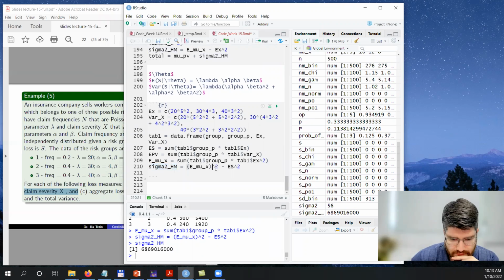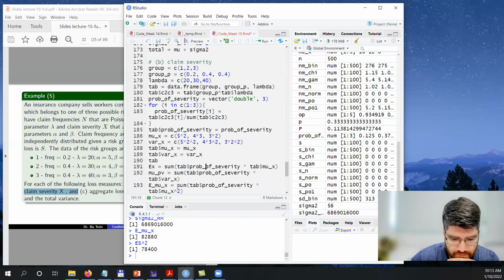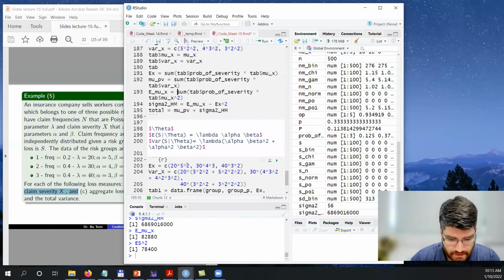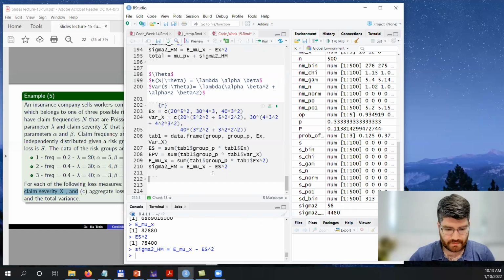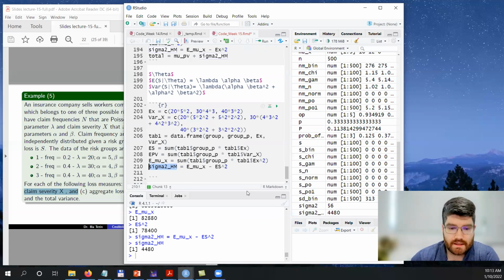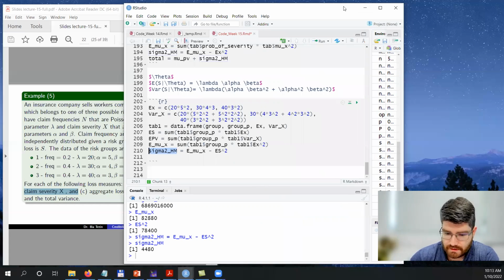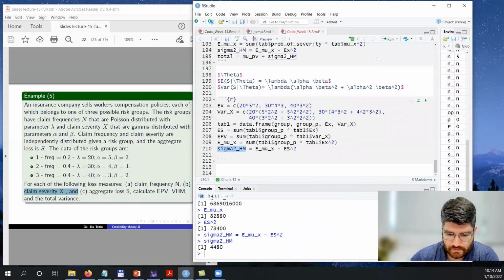Why is that? E mu x is 82,000 and ES squared is 78.4. So we don't need to square because we haven't squared previously in that E mu x. Okay, so we don't need to square here. Yes, so this is the value which we were looking at. The calculations should be performed in this form. Everything is stated on the slide.